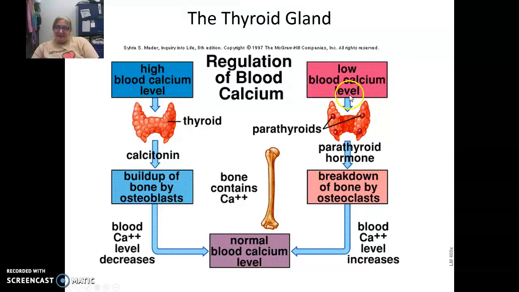Here we have low blood calcium levels. Flip that thyroid over and we have our parafollicular cell, or I'm sorry, our parathyroid cells, which produce parathyroid hormone. This hormone causes bones to break down. So this would be a catabolic activity, and calcium levels in the blood increase back to normal. And again, we start with some parameter. Here's homeostasis. Starts moving away from homeostasis and we just push it back. Negative feedback.